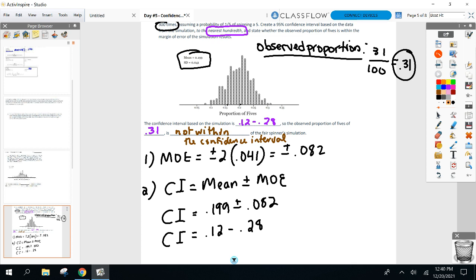So again, what this is telling me is that's unlikely. It's for some reason other than just by chance that we got 0.31. So that's our goal today and tomorrow. We're going to do some type of experiment, come up with a number and say, all right, is that a likely result or not, based on our confidence interval. Questions?